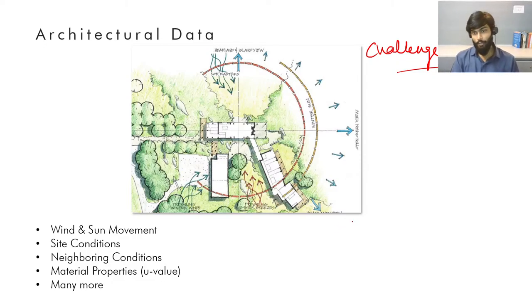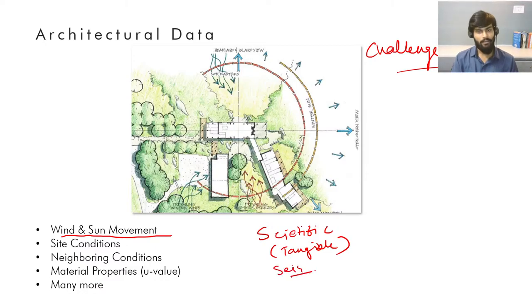And let me tell you, you must have understood that there are two types of data. One is scientific in nature, or if I have to write, I can say tangible in nature. Things like sun and wind movement, seismic activity, groundwater availability, humidity, precipitation, all these are very scientific in nature. They have certain units associated with them. And we as architects are trained to more or less understand that data, but we are not geologists. We are not physicists. We cannot understand that data very scientifically, if I have to put it.